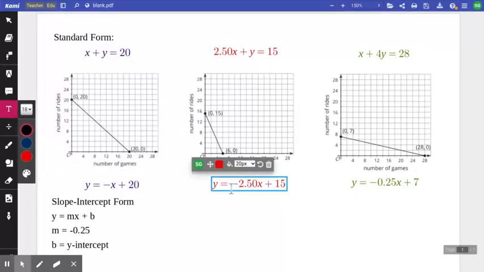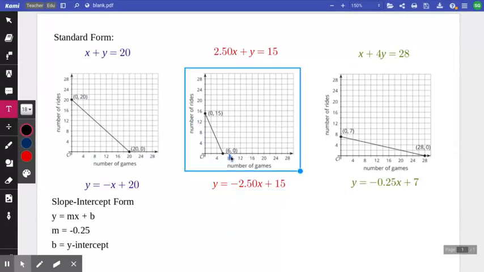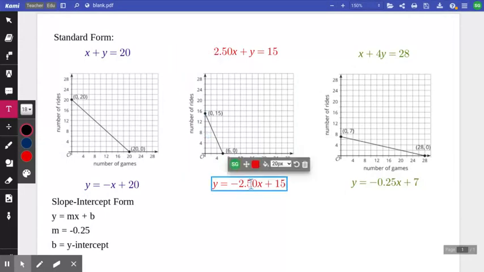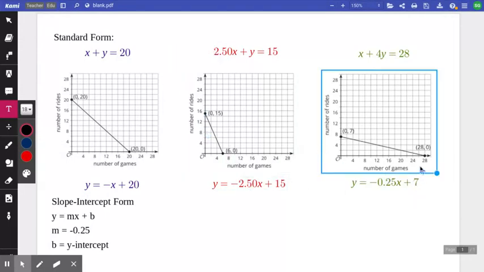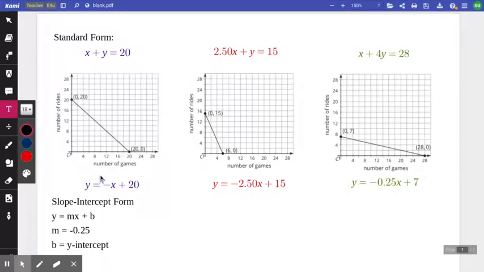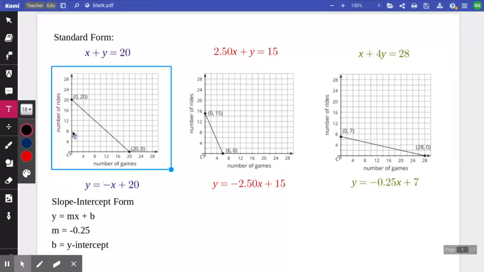For the second one here, every single time you play a game, it means the number of rides you can go on decreases by 2.5 rides. For that last one, every game you play means the number of rides you can go on decreases by 0.25 rides. So all those slopes there are describing that relationship specifically between rides and games, and kind of this idea of the trade-off between those two. If we play a game, it means less money for the ride, so we know that the number of rides is going to decrease, but by how much? That's what those slopes there are telling you.